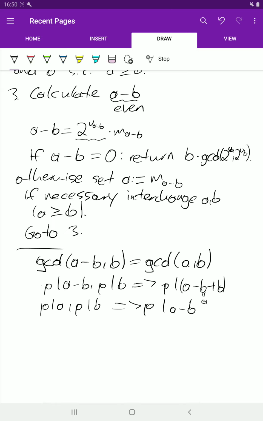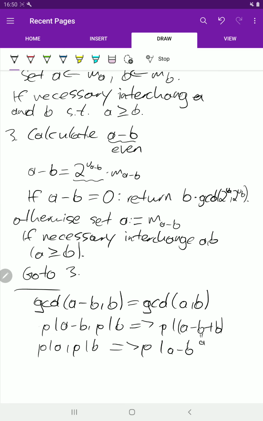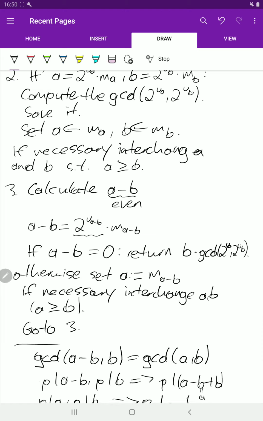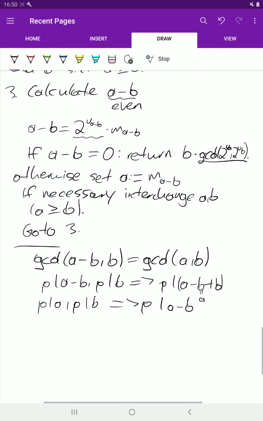And we certainly know that in the end, if a minus b is 0, the greatest common divisor is just b, of these numbers which are coprime to 2. And of course we have to think about this other part, because we have divided by powers of 2, so we have to remember that.